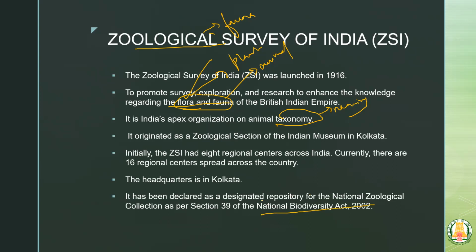So now this Zoological Survey of India comes under the National Biodiversity Act. The Zoological Survey of India will be having a repository. Repository means information in a list or like a library. So like a library, all the animals' names, their classification, their characteristics, everything will be with the Zoological Survey of India.